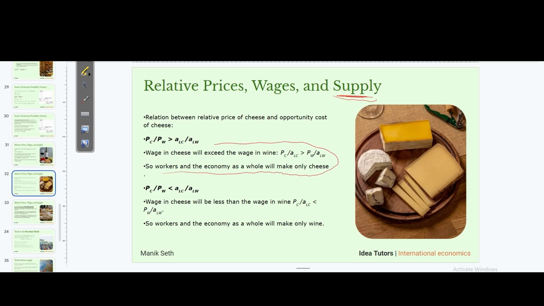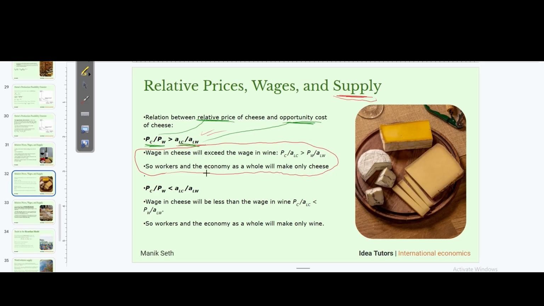Now, the relation between the relative price of cheese and the opportunity cost of cheese. What is the relationship? Opportunity cost is the cost that you are incurring to produce that particular cheese, what you are giving up to produce it. Opportunity cost is given by ALC divided by ALW. We have already done that.